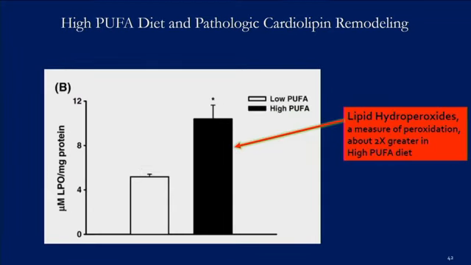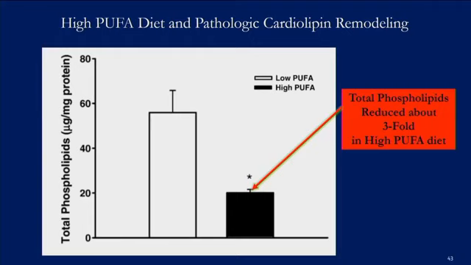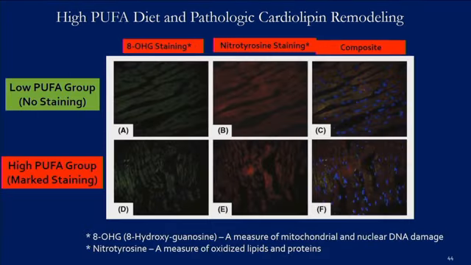So here's lipid hydroperoxides, which is a measure of peroxidation. It's double in the high PUFA group. Here's total phospholipids, which are critical to cell membrane function, reduced about 3-fold in the high PUFA diet. Now, this needs a little bit of explaining. Across the top, in the red, 8-OHG and nitrotyrosine staining and the composite. If you look at the bottom, 8-OHG is 8-hydroxyguanosine, which is a measure of mitochondrial and nuclear DNA damage. Nitrotyrosine is a measure of oxidized lipids and proteins.